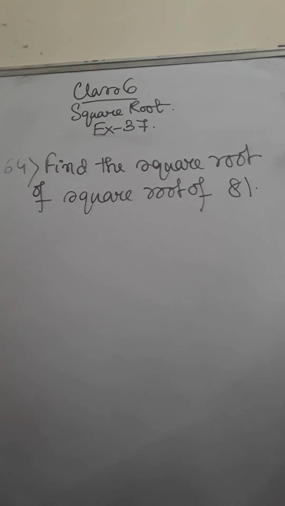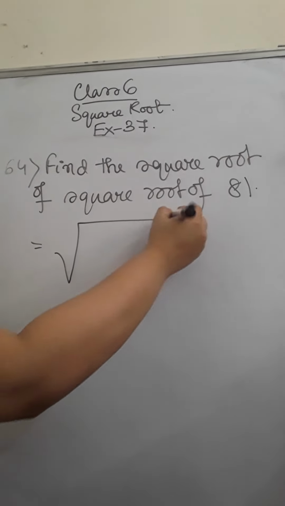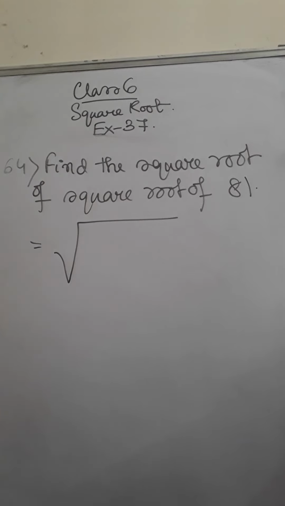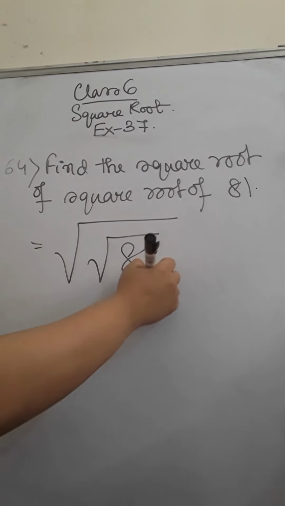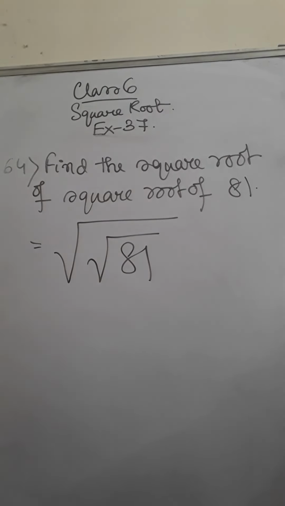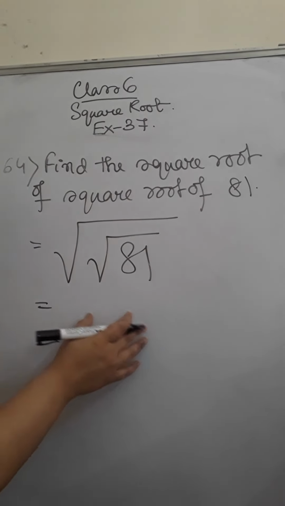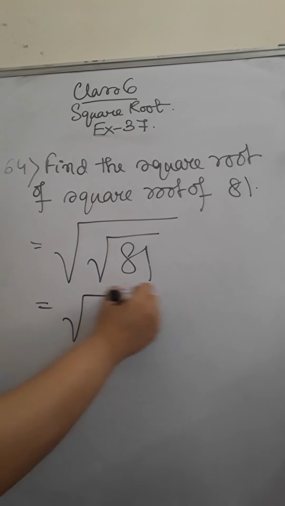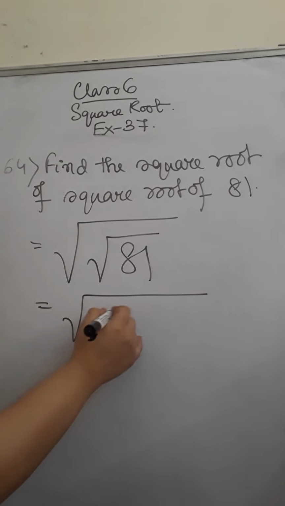Find the square root of 81. So instead of square, here the question is find the square root of, if I write it mathematically, find the square root of what? Square root of 81. So 2 times the square root sign will come. Find the square root of which thing? Of the square root of 81. So we will again solve from inside out. So first we will solve the inside square root of 81.